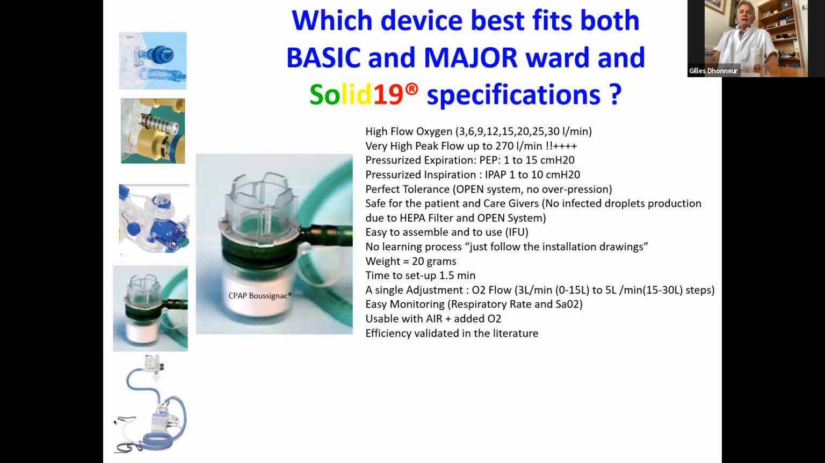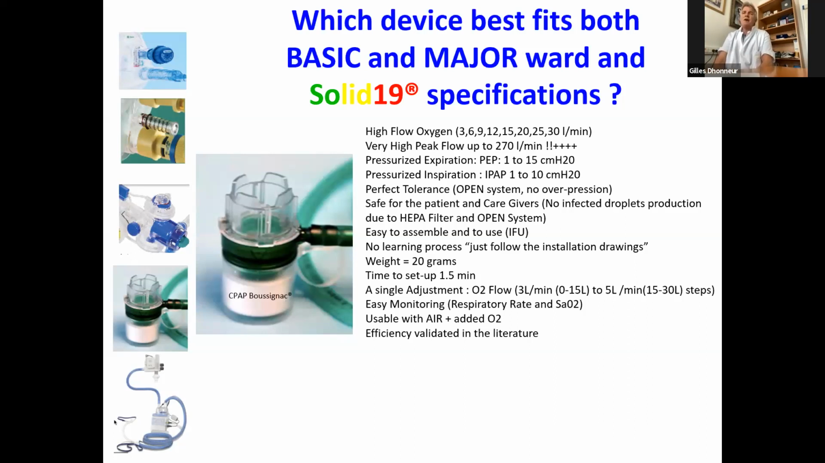So we analyzed all the devices we had. All of them were fitting the basic specifications, but only one complies with the major ward use specification. It is called the CPAP of Boussignac. It's a very high flow oxygen system. It uses 3, 6, 9, 12, 15, 20, 25, 30 liters per minute.